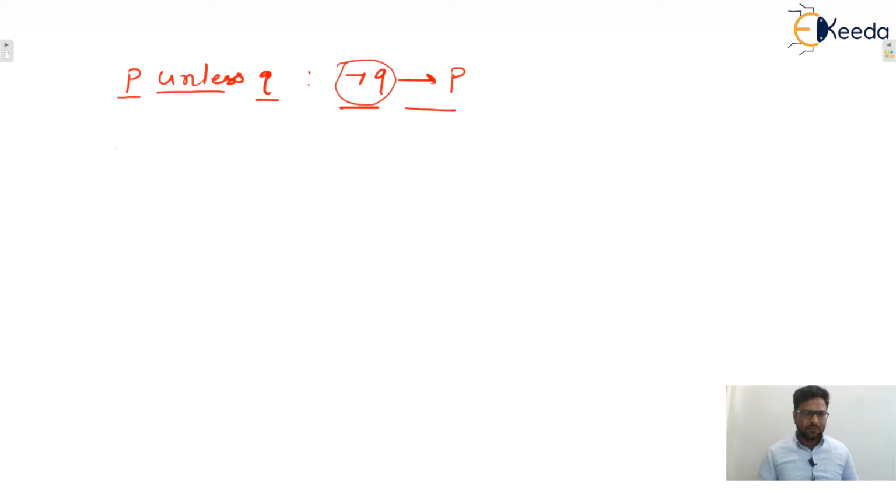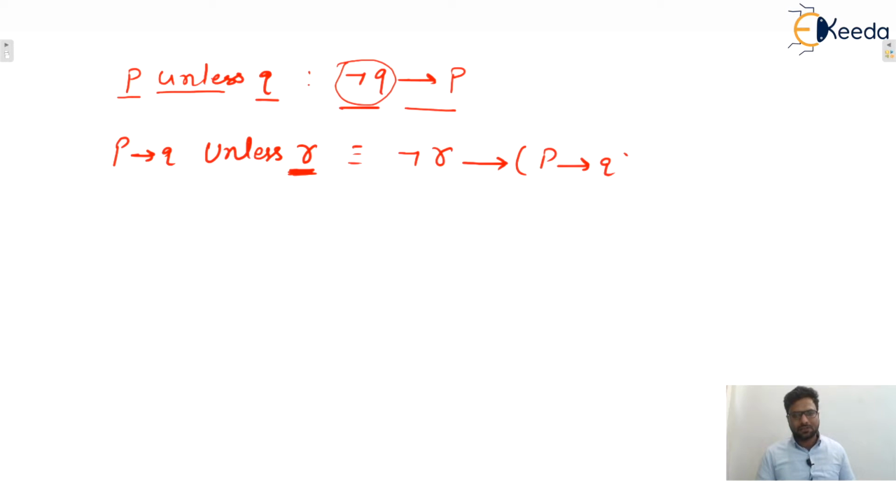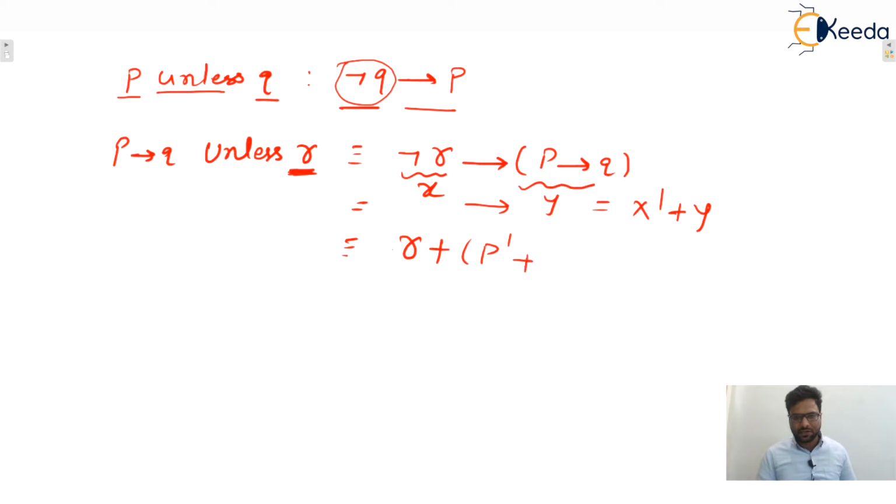Next one. If it is written P implies Q unless R, this is equivalent to negation of the right hand side, which is negation R, implies the left hand side, which is P implies Q. Let's say this is X and this is Y. X implies Y is X bar plus Y. So negation R becomes R, plus P implies Q, and P implies Q can be written as P dash plus Q. So this is equivalent to R plus P dash plus Q. I hope this one is clear to everyone.